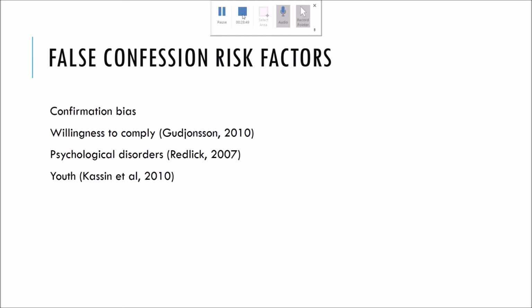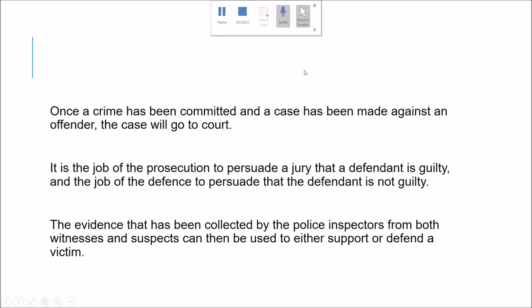So each of those really are some of the risk factors. Now, what we say is that once a crime has been committed and a case has been made against an offender, so once we've established that a suspect appears to be the offender, then the case will go to court, and the prosecution try and persuade a jury that the defendant is guilty, and the defence will try and persuade them that they're not guilty.